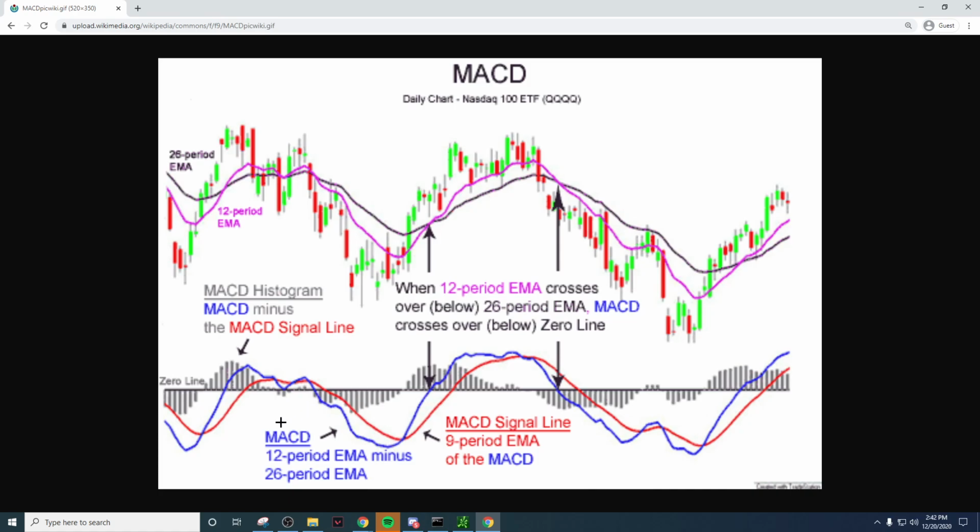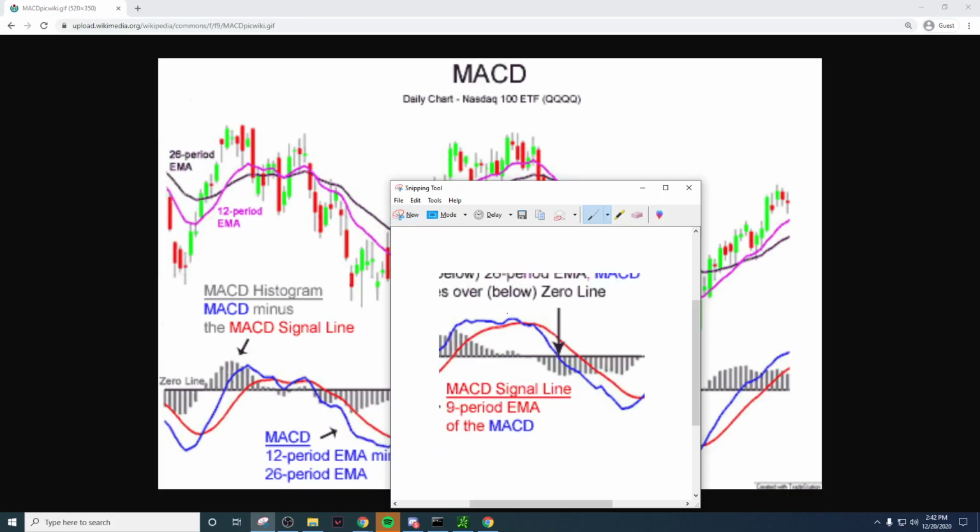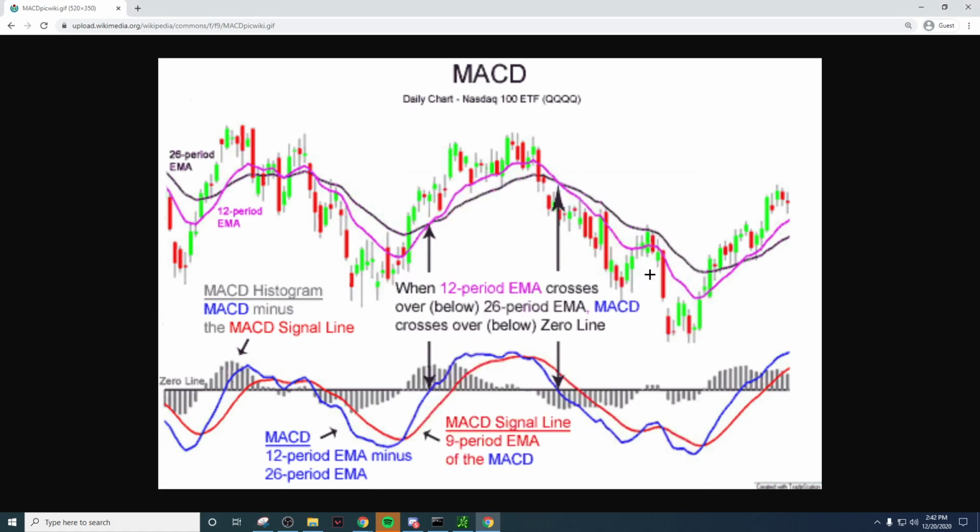So what we want is for the MACD to cross its signal line. That's what we want. We don't want the MACD to go under its signal line, which is what happened right here. So let me snip this again. So right here, the MACD, the blue line, went under its signal line, and look what happened to the chart. It started breaking downwards. So that's what we don't want to happen.